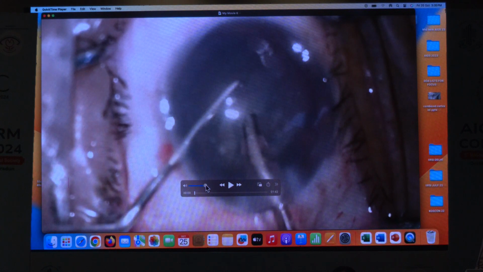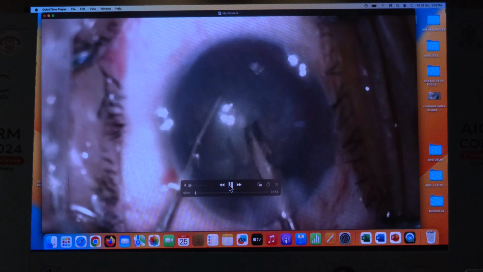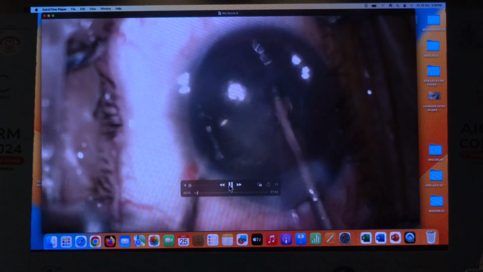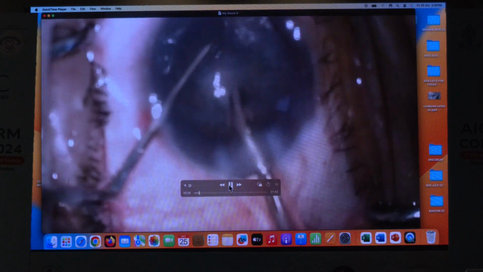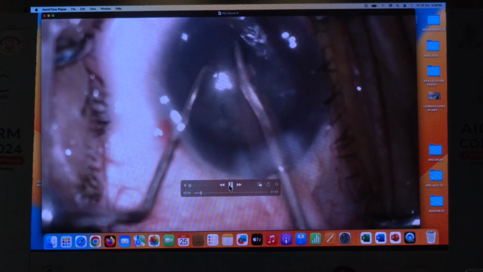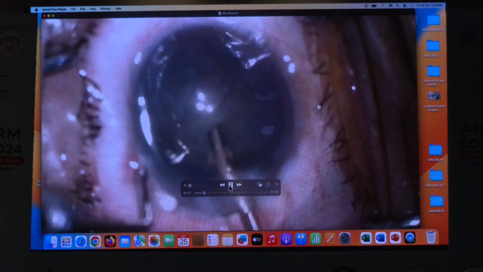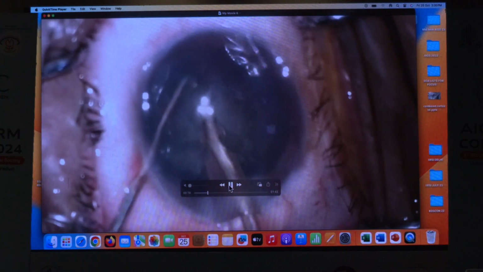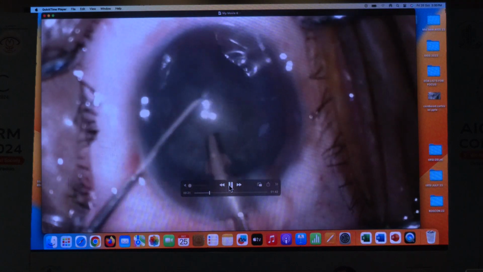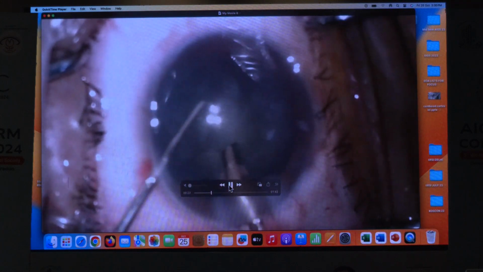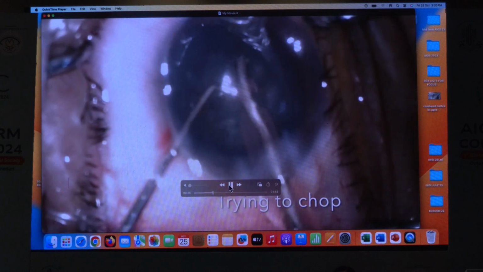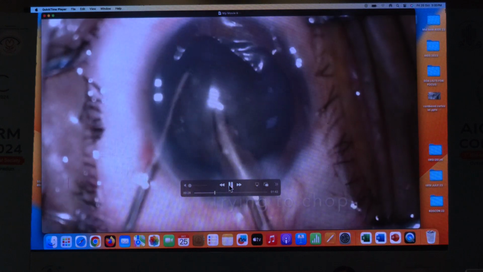Now see this another case. See here, I am doing this case. You will see I am rotating the nucleus. I am trying to do the phacoemulsification. So once you are trying to do the phacoemulsification and you have not succeeded in the plane, it means now what has happened?